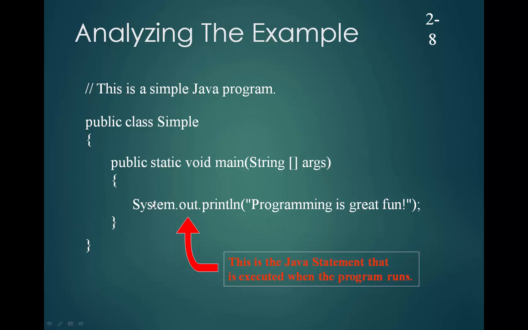There is one line of code in the simple class's main method, and that is a print line statement, which is an output statement. It prints to the console, prints to the Java console, and it is executed when this program is run. Okay.